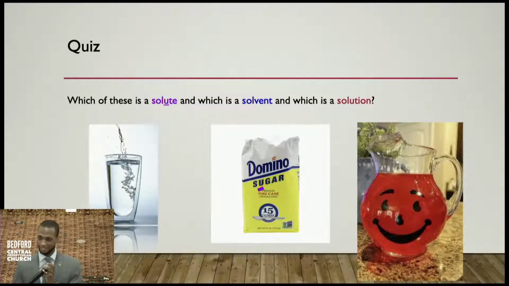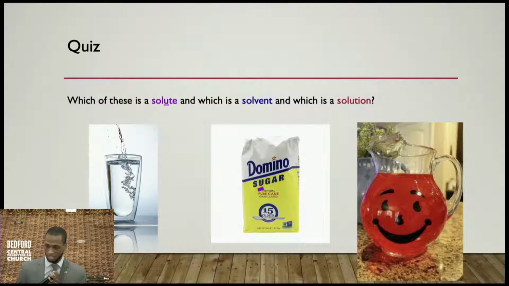And we're going to do a quiz. Which one of these is a solute, which one is a solvent, and which one is a solution? Sugar is going to be a solute. It's going to be the thing that you dissolve into the fluid. One way to think of it: solute has a U in it, and sugar has a U in it.